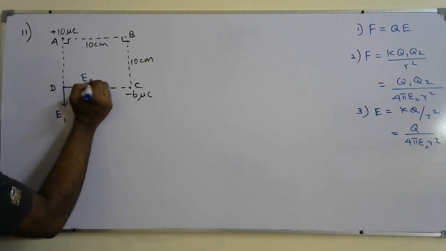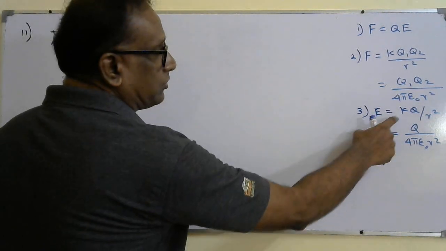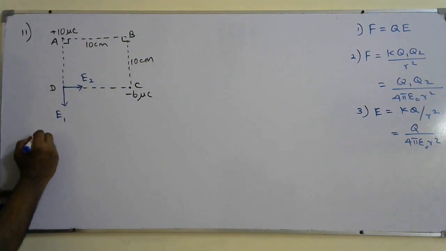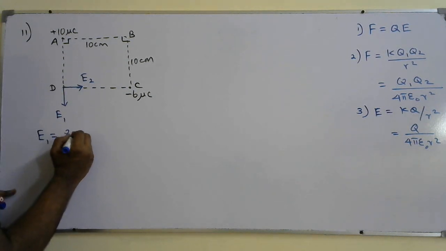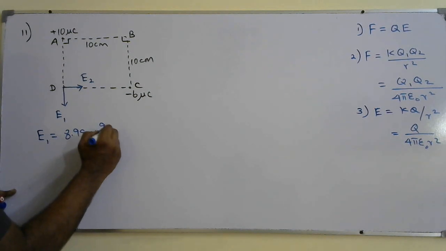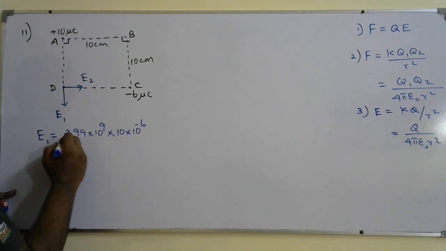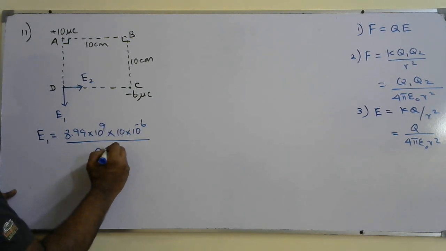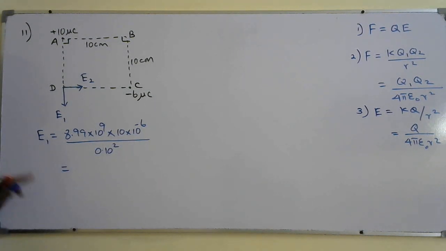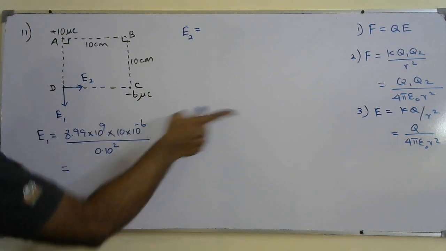Let it be E2. Find E1 and E2 separately by using this equation, E equal KQ over R squared. So E1 is equal to KQ over R squared. K, that is 8.99 times 10 to the power 9. Q is 10 microcoulomb, 10 into 10 to the power minus 6, over R squared. This is 10 centimeter, so 0.10 squared. Find the E1. You will get it. I am not solving it. Same way, find the E2 by using the same equation.